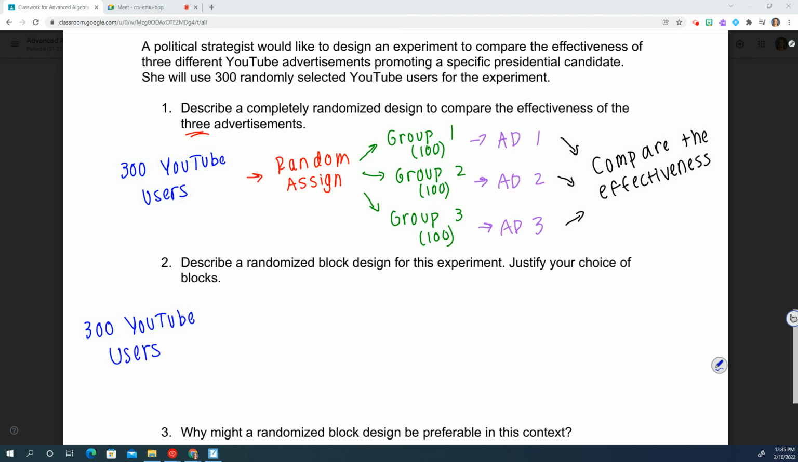Yes. We have the 300 YouTube users. We're going to block them off into an older group. We'll take the 150 oldest. I wonder what group I'd be in. Younger, hopefully. I don't know. And a younger group, 150. So these are my blocks. And then we'll do the random assignment and assign groups within each block.